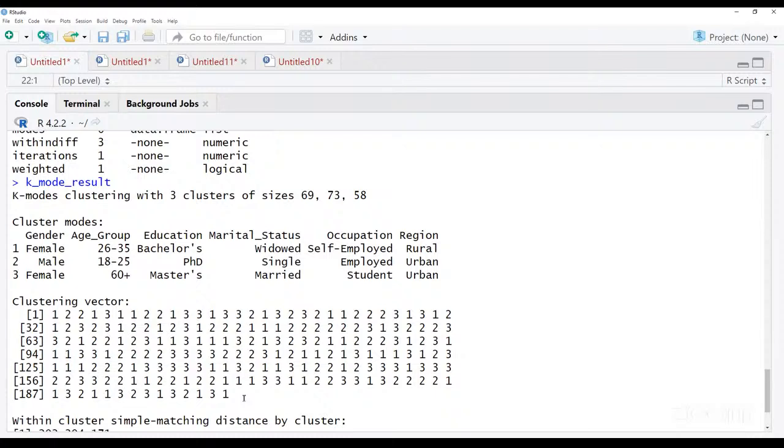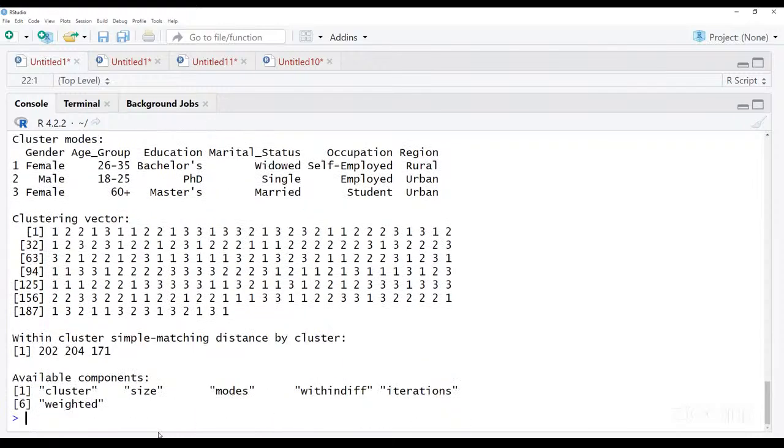So you go below, Farah. Within cluster simple matching distance by cluster: 202, 204, 171. Available components: cluster, size, mode, within difference, iteration, sorted.